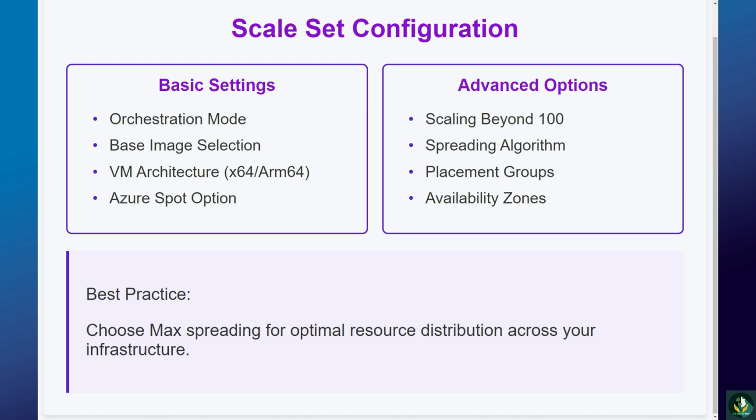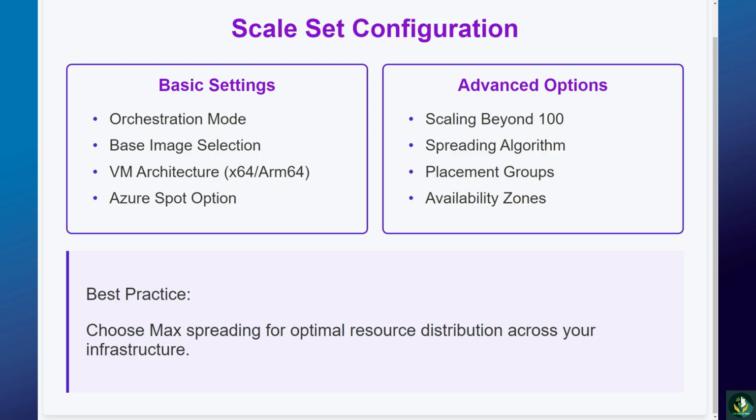Let's explore the advanced configuration options that can significantly impact your scale set's behavior. Scaling beyond 100 instances. Default limit is 100 instances in a single placement group. Enabling beyond 100 allows up to 1,000 instances, affects availability characteristics, and requires careful planning for large-scale deployments. Spreading algorithm configuration. Max spreading recommended. Provides optimal distribution, benefits resource redundancy, enhances fault tolerance, improves overall availability.